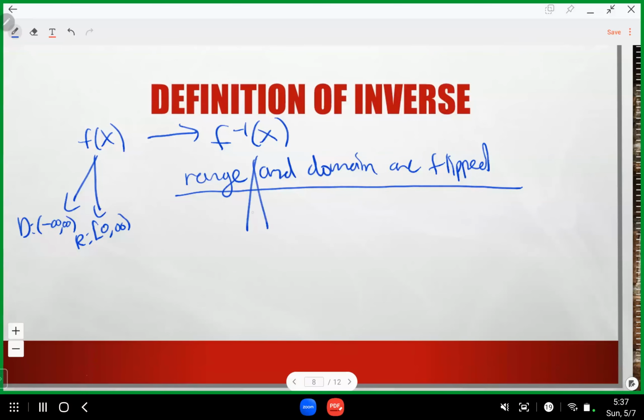Well, the inverse of that, the domain would be 0 to infinity, and the range would be -infinity to infinity, right? So the range and the domain are flipped.